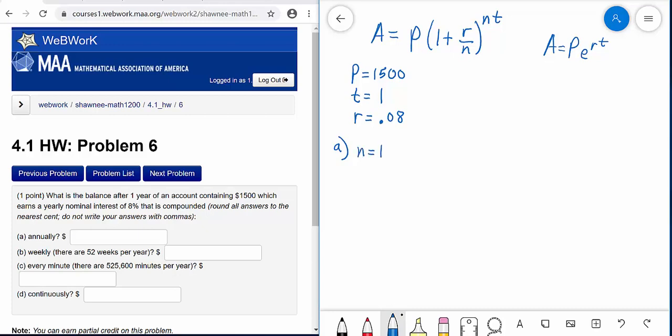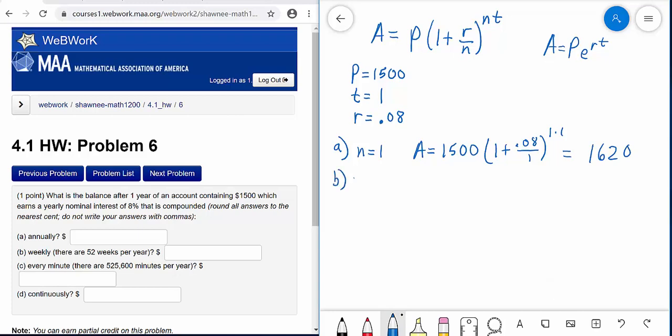So n equals 1. So the accumulated amount will be 1,500 times 1 plus 0.08, I'll write divided by 1 even though I don't need to, and then raised to the 1 times 1, so 1 for n and 1 for t. So really we're just adding 8% to 1,500, and this will give us an accumulated amount after 1 year of $1,620.